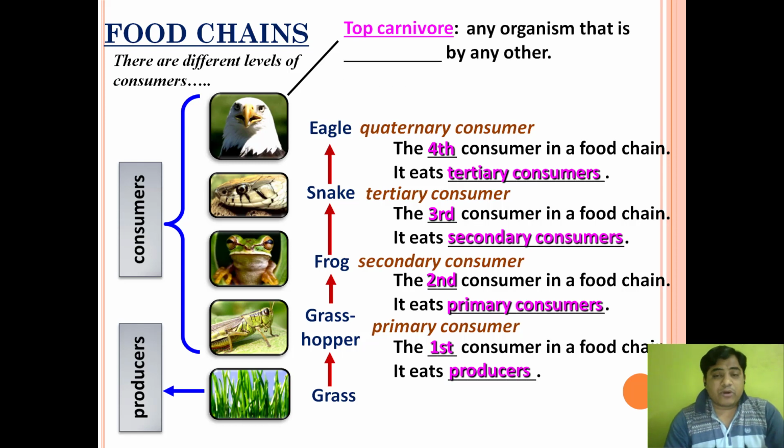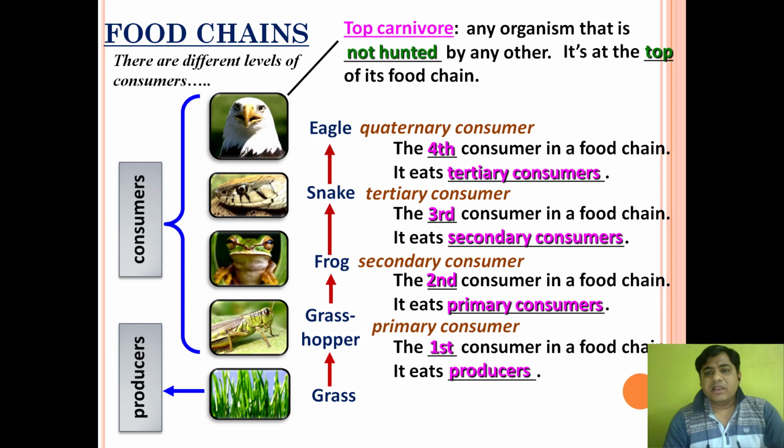What is meant by top carnivore? A top carnivore is any organism that is not hunted by any other. No one can kill that particular carnivore animal. That's why they are at the top of their food chain.